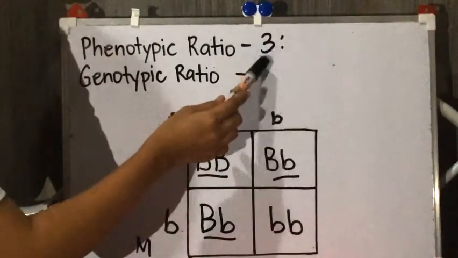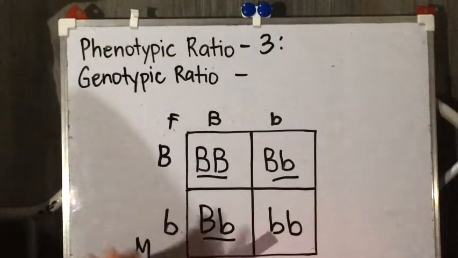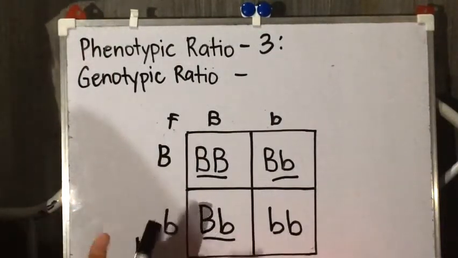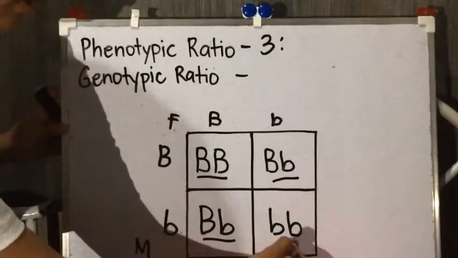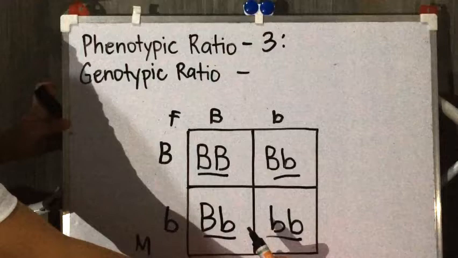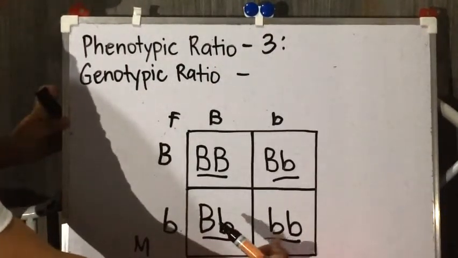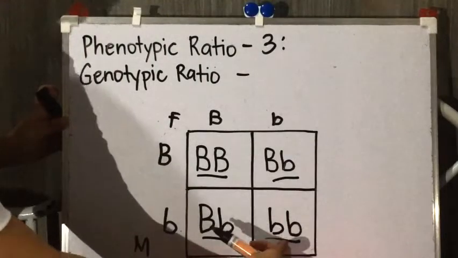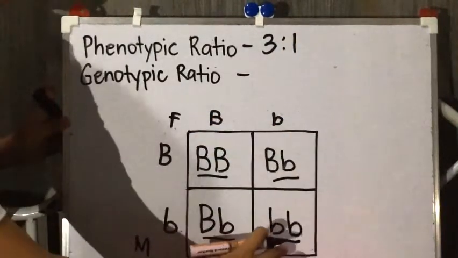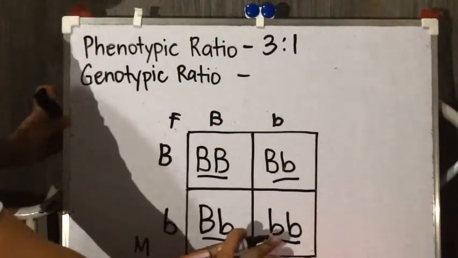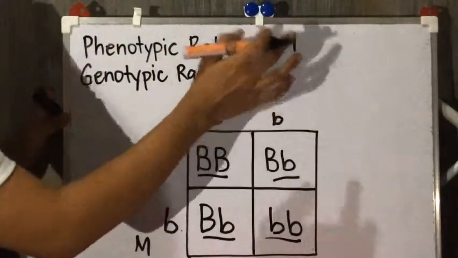Okay, so what is that 3? That 3 means that there will be 3 possible offspring that will have brown eyes, since brown is our dominant trait. And then we have here another one. It doesn't have a dominant trait, it only has recessive traits. So ito yung mag-physically express doon sa offspring na yun. So there will be one offspring that will have blue eyes. So, the phenotypic ratio is 3:1.